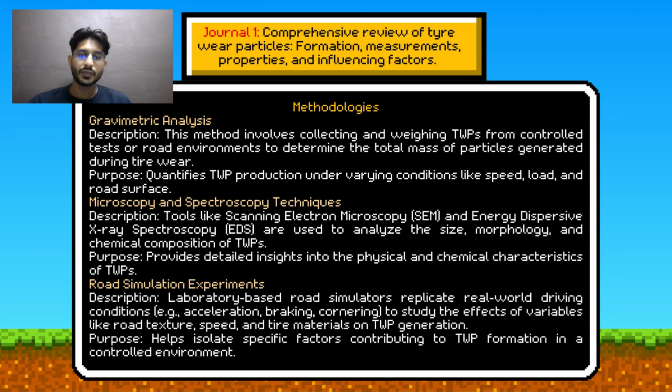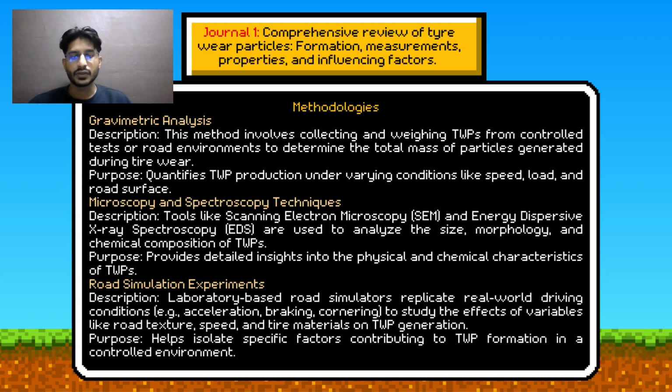The next point is microscopy and spectroscopy techniques. Tools like scanning electron microscopy and energy-dispersive X-ray spectroscopy are used to analyze the size, morphology, and chemical composition of TWP. The purpose is to provide detailed insight into the physical and chemical characteristics of TWP.